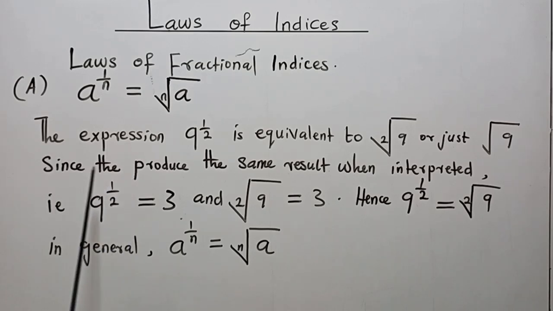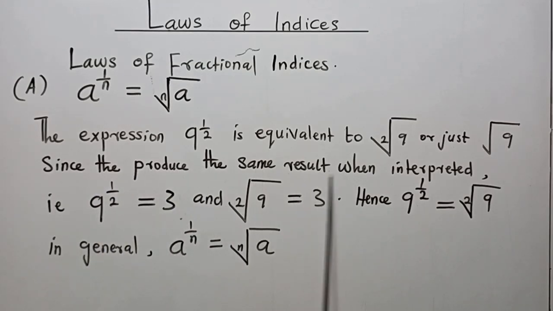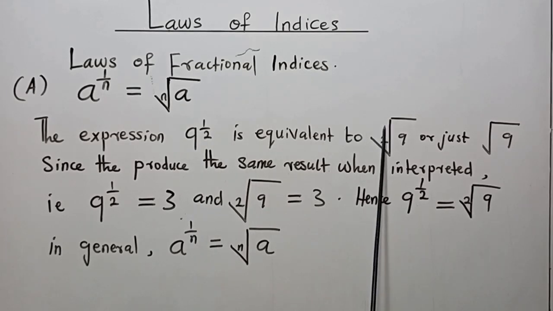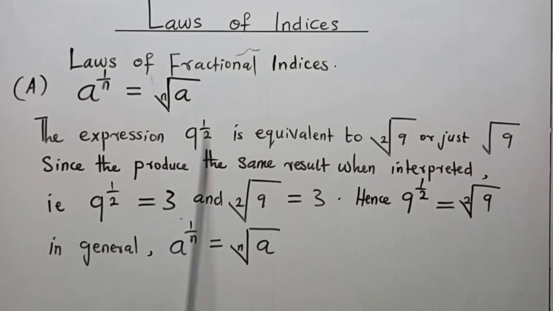What we mean is that both of them produce the same result when interpreted. Don't forget how we gave this one interpretation. This one too, earlier in a different topic, was given an interpretation. Now we realize that when this is interpreted and this is interpreted, both have the same result or the same answer. And what is the answer?